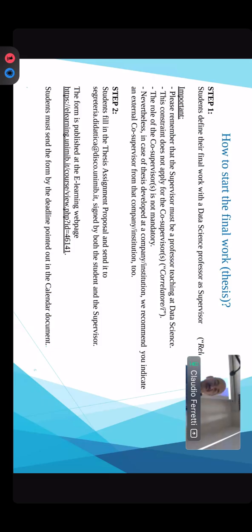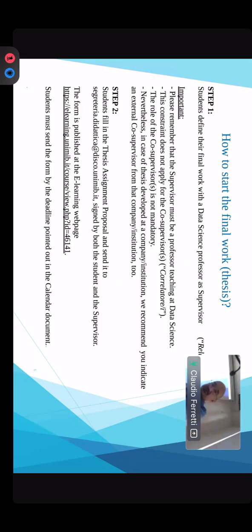And you are required to have already earned 54 credits with the exams. The language for all these activities is English, so you are aware of this.